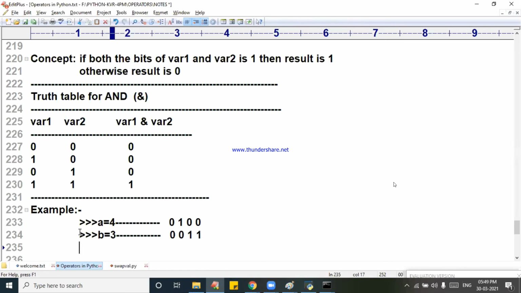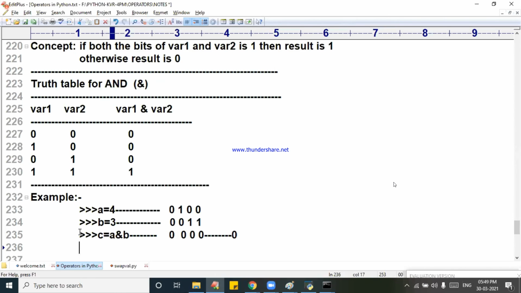Now I will write C is equal to A ampersand B. What is the result, please? 0, 1, 0, 0 and 0, 0, 1, 1. The result is what? 0. Print of C. That is called 0 is the result.